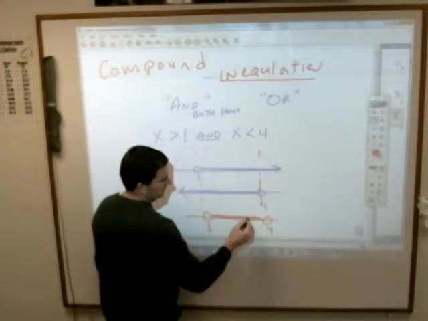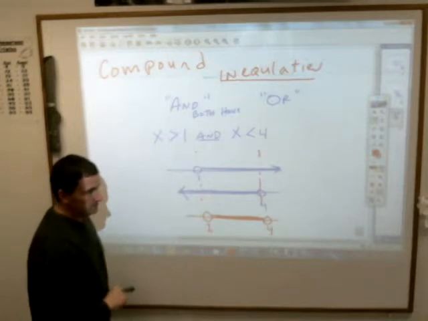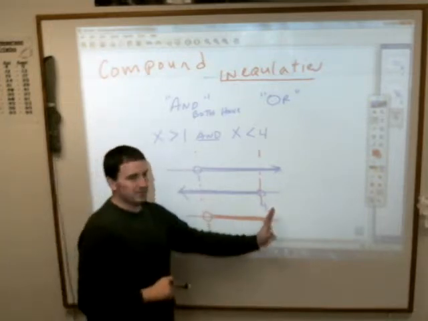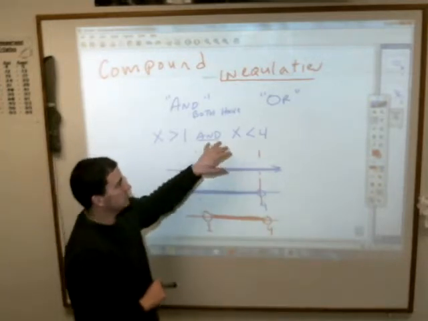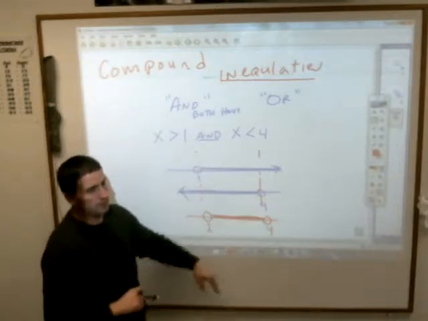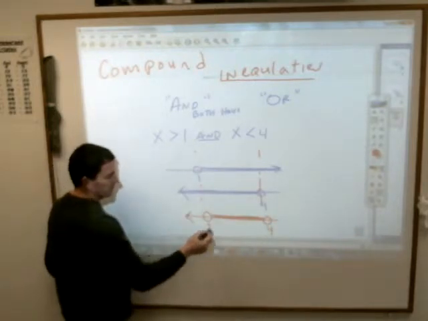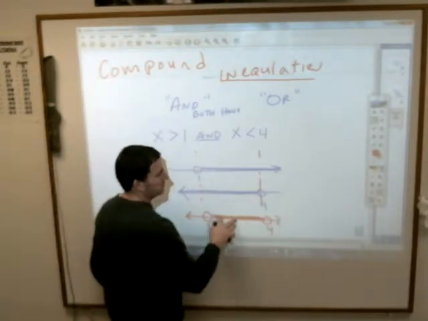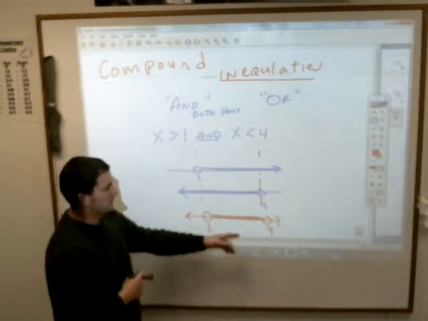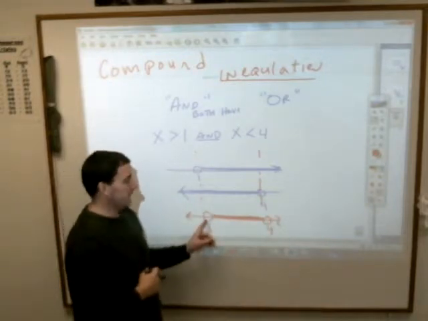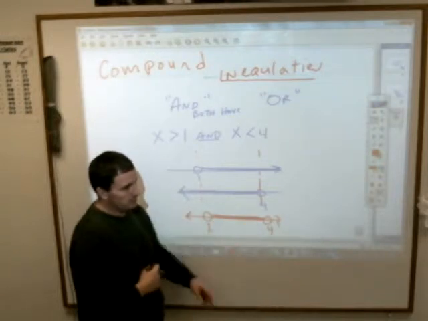So there's no arrows. It starts here and it stops there. Now, if these had equal signs under them, you could color in the circles. But this is the only answers you can possibly have: something that's less than 4 and greater than 1.